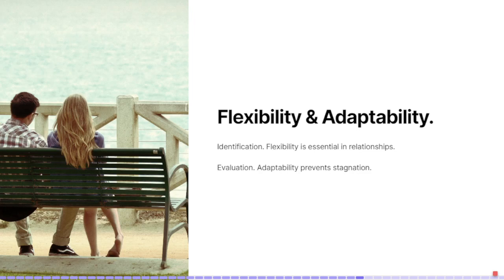Next, flexibility and adaptability. Relationships actually require flexibility, because flexibility and adaptability prevent stagnation. It prevents boredom and inspires each member of the group in a relationship to work better on themselves.